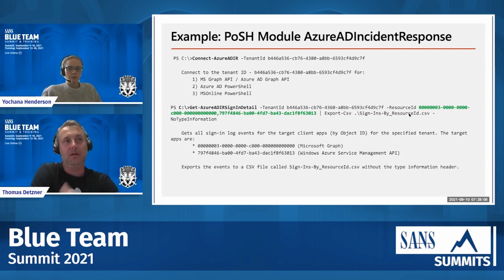The next thing, and here is a concrete example for the malicious app consent scenario, we want to search for specific apps that are being accessed. Here we use the Get-AzureADIRSignInDetail. As you can see, you can filter on the multiple apps that are being accessed, and then export that to a CSV file, which you can later use to do some additional data manipulation on your local investigation machine.